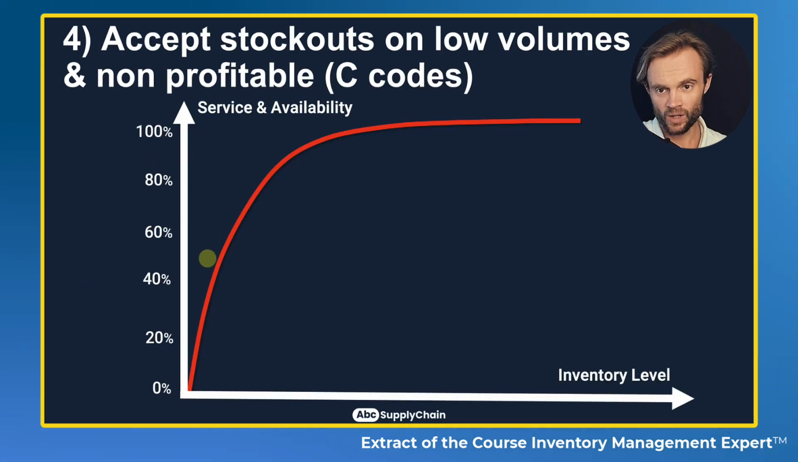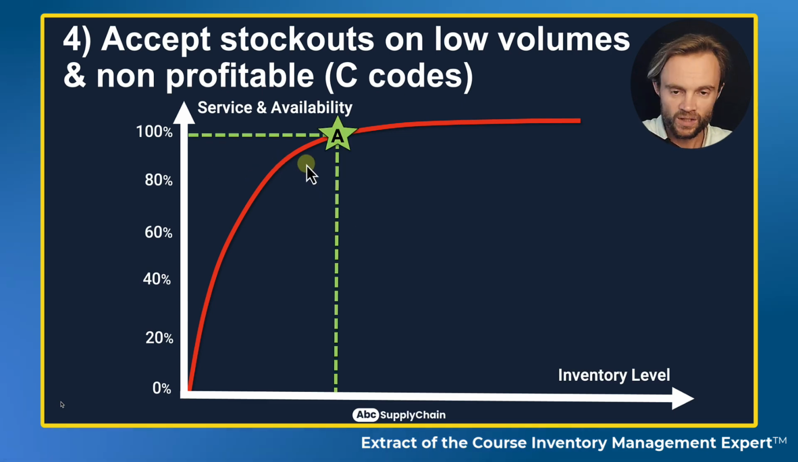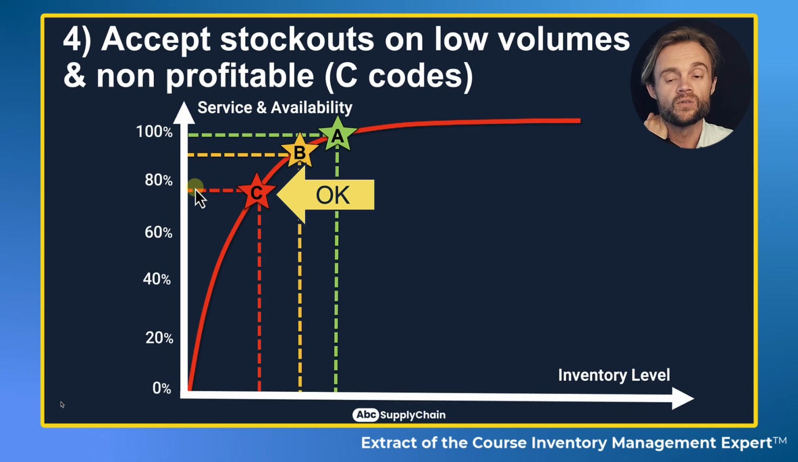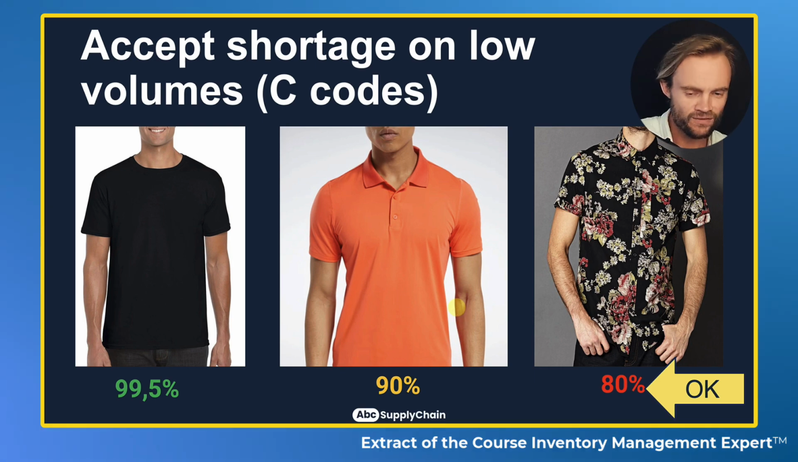Then the fourth one is to accept stockouts on low volumes and non-profitable products, okay? I've been talking about this a lot, but this is so important: it's not possible to have 100% availability. You would need infinite inventory, which is not possible. So at the end, you have to be okay with having a lower service for low volumes and especially non-profitable ones, okay? And you need to really educate people in your company that it's okay to have 80% of service or 85%, depending on your industry.